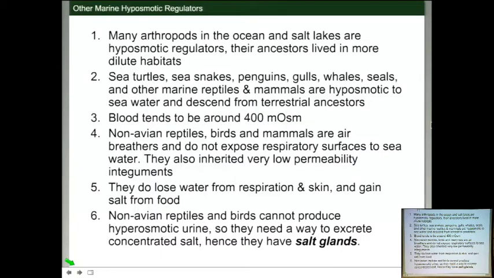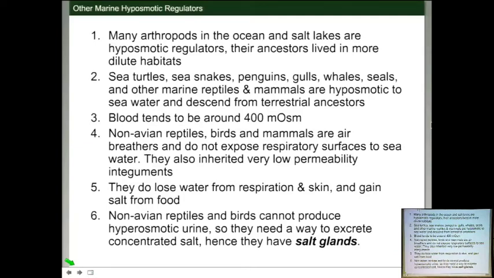Reptiles, birds, and mammals are air breathers. Now that helps them a bit because they don't have their respiratory surfaces exposed to seawater. So remember, the gills in the fish are the site of oxygen transport, so they have a large surface area to handle oxygen, but that exposes them to the water, either the fresh water or the seawater, and it exacerbates the volume and salt issues. But in non-avian reptiles, birds, mammals, they breathe air, so their respiratory surfaces are not in direct contact to the water environment.